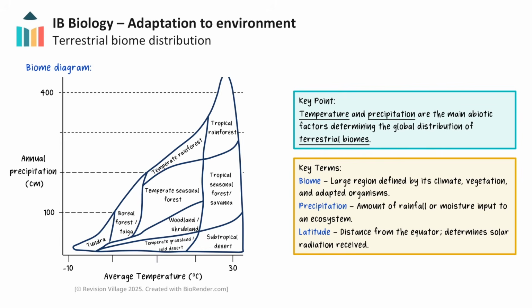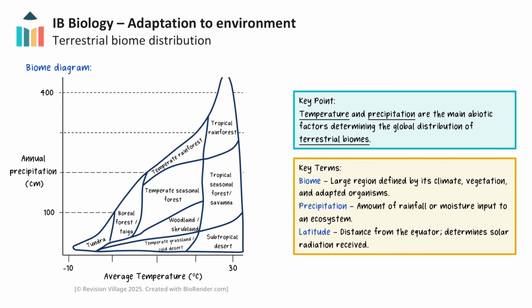This topic explains how temperature and precipitation, two key abiotic factors, determine where different terrestrial biomes are found around the world. Let's go over the key terms. A biome is a large region defined by its climate, vegetation, and adapted organisms. Precipitation refers to the amount of rainfall or moisture entering an ecosystem, and latitude describes the distance from the equator, which determines how much solar energy a location receives, and therefore its temperature.